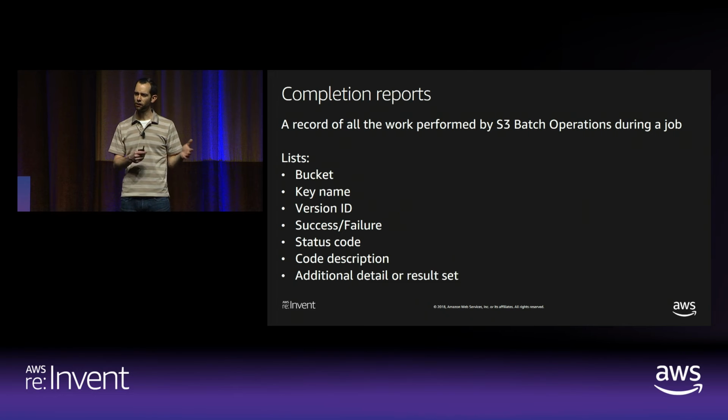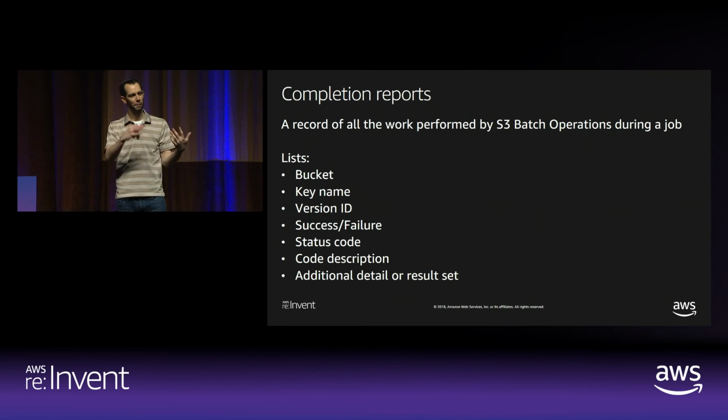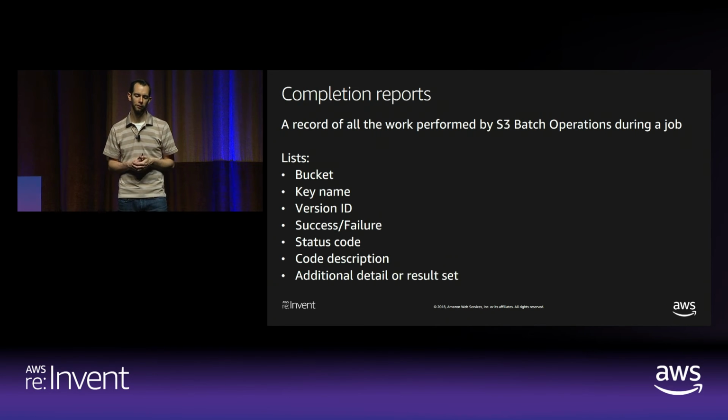So it's going to match your manifest in the sense that it's showing you bucket, key name, and version ID. The order might be different from your manifest because we're doing so much fan out to try to complete this job faster. But you're going to see the bucket, key name, and version, so you can map back to the original object specified in the manifest.